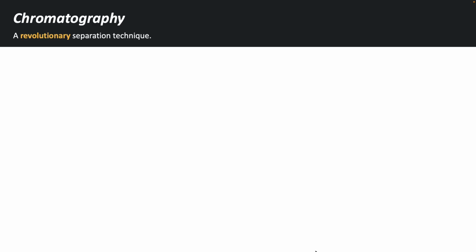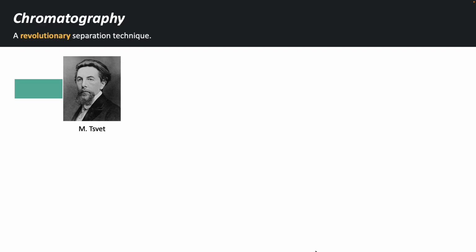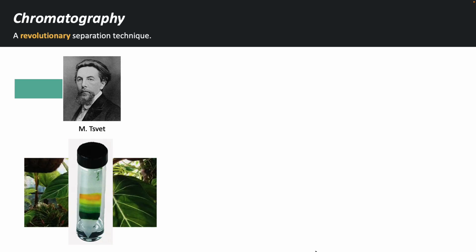So I want to provide a bit of historical context for you. Chromatography was first developed by Russian botanist Mikhail Tsvet in the early 20th century. He used this process to separate plant pigments such as chlorophyll or other similar highly colored compounds by passing a solution of these pigments through a column packed with calcium carbonate. He found that different pigments moved at different rates, forming distinct bands, which he described as a chromatographic effect.